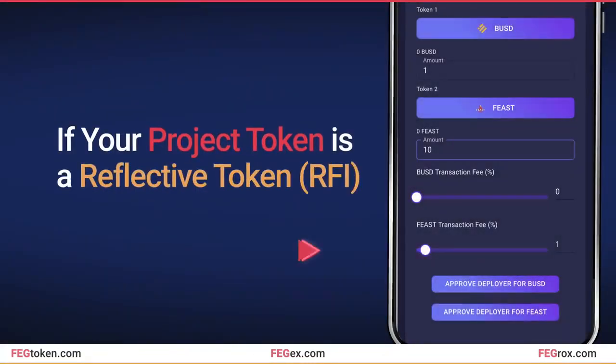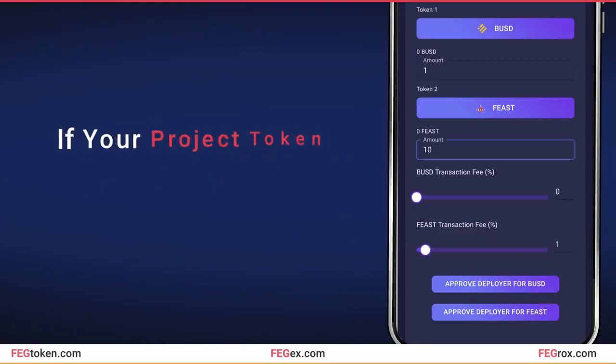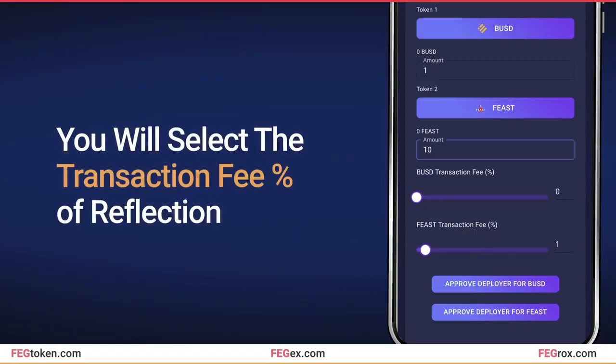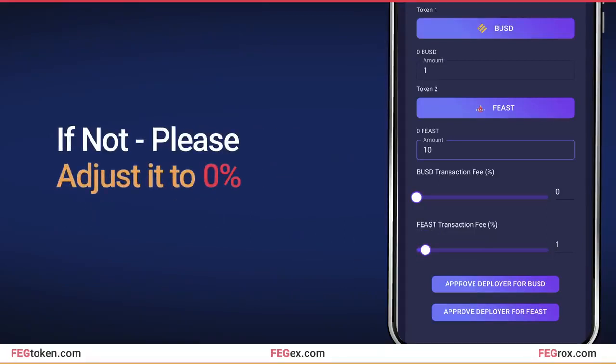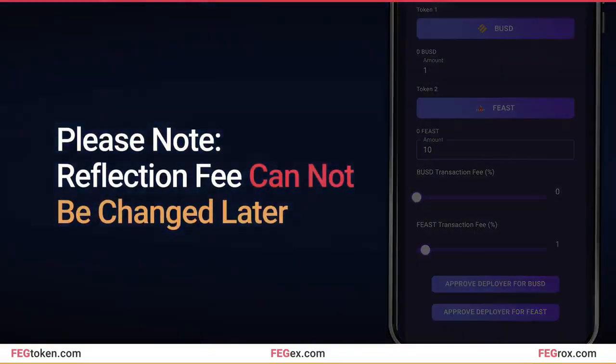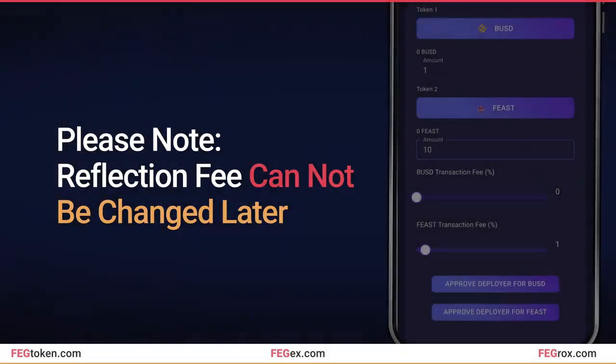If your project token is reflective, RFI, you will select the transaction fee % of reflection. If not, please adjust it to 0%. Please note, the reflection fee cannot be changed later.